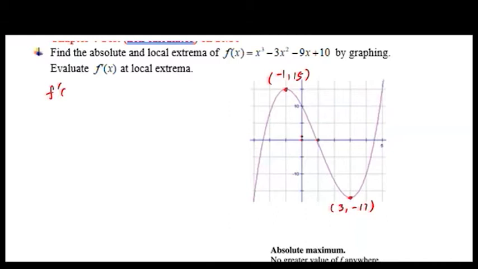So let's find f prime of x. Let's see what that is. f prime of x is 3x squared minus 6x minus 9. Y'all agree? Okay, then looking at the graph, what do you notice about the value of this slope? It is flat right here, isn't it? Meaning this needs to be 0 at the extrema. Good.